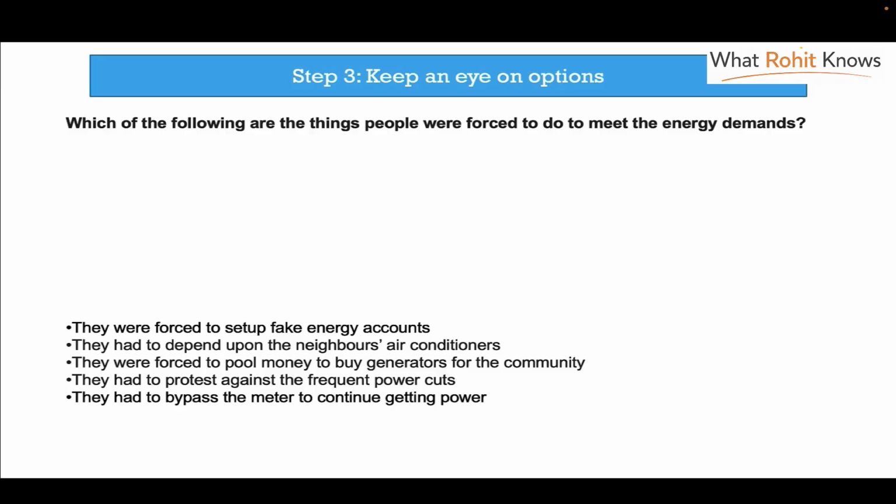And when I'm listening to the audio, I'll keep my eye on the options. So I'll keep looking at set up fake energy accounts. They had to depend upon the neighbor's air conditioners. Why? Because when I hear something relevant, which mentions fake energy accounts or air conditioners, then I can focus on that option. So the good thing is by the time the audio ends, I will already have maybe a short list of 3 options. So from 5, I'm down to 3.